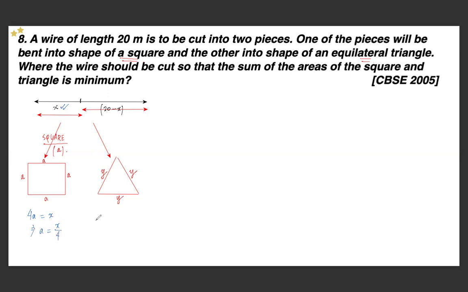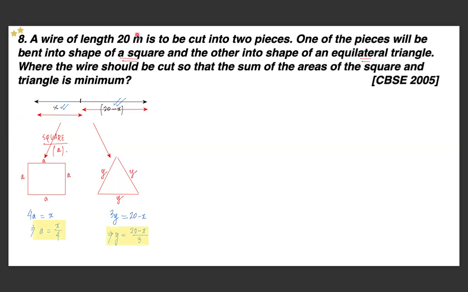Beautiful. Similarly, the perimeter of the equilateral triangle, that is the sum of all the sides, will be equal to the length of the wire I have used, which is 20 minus x. So my y value from here will be 20 minus x by 3. I feel these two values are going to be used in the later part of the question that we shall take care of. So let us read the question again.